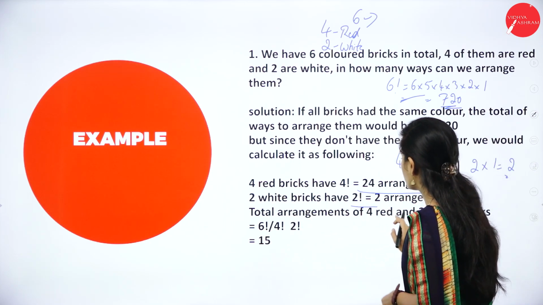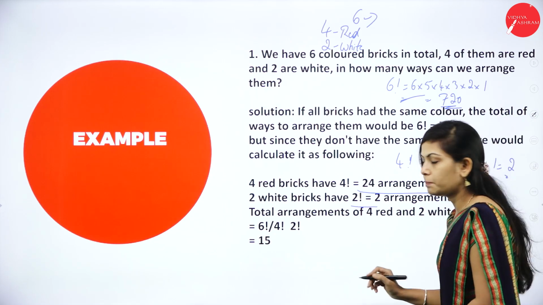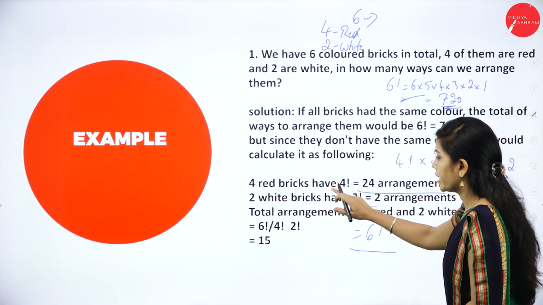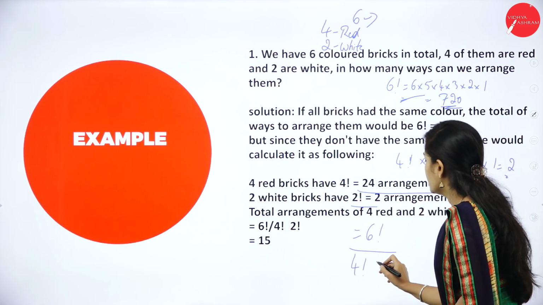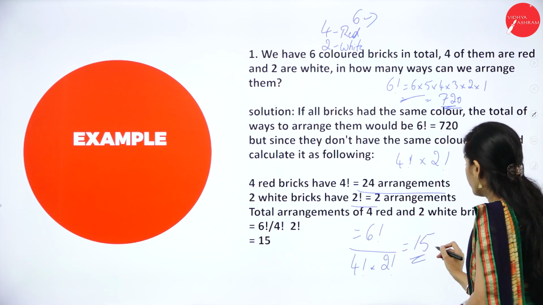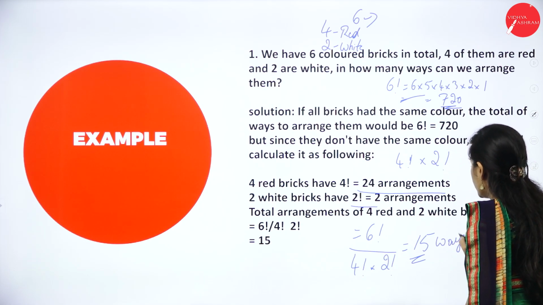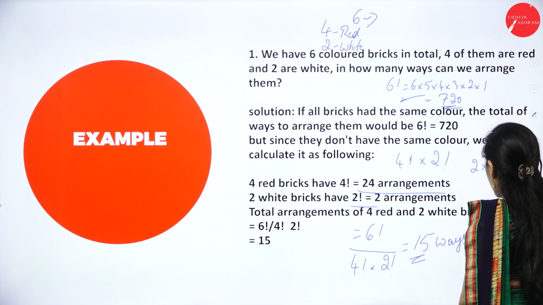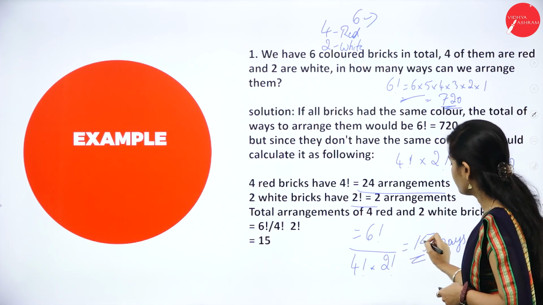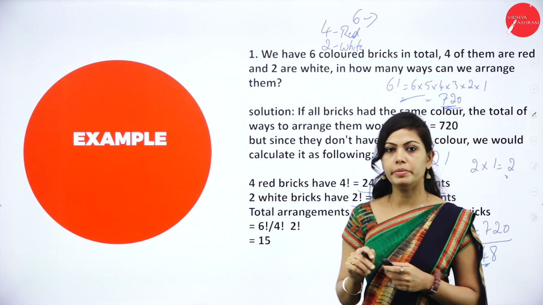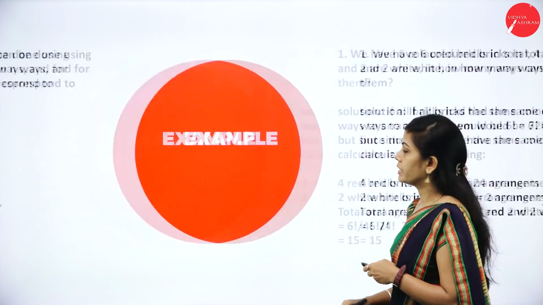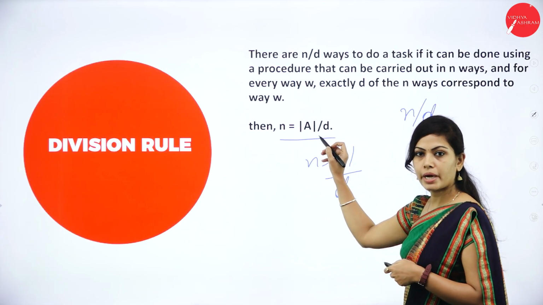So the total arrangements of 4 red and 2 white bricks: the total number of bricks gives 6 factorial, divided by 4 factorial for the red bricks into 2 factorial for the white bricks. The total number of ways is 15. That is 720 divided by 24 into 2, which is 48. 720 by 48 is 15 ways you can arrange them. This is called the division rule, where n is equal to |A| divided by d.